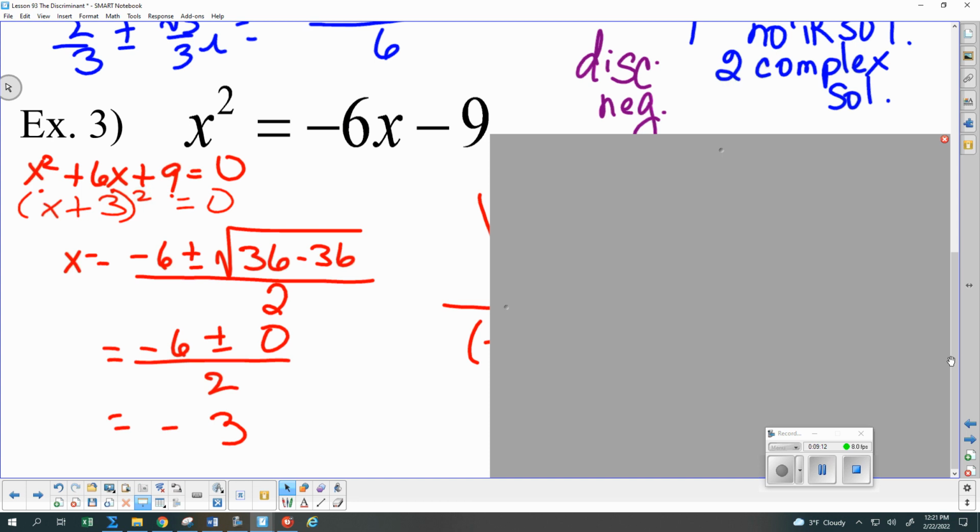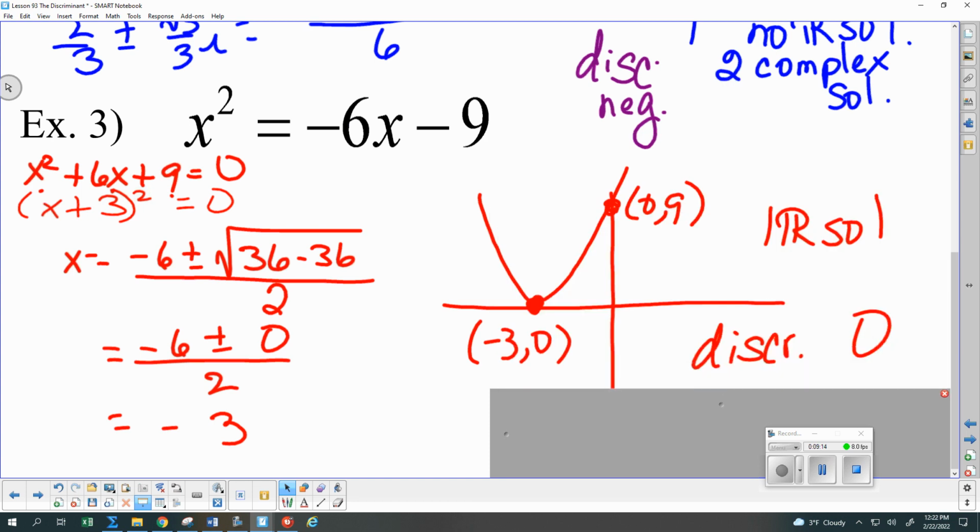That means only one x-intercept, which means the vertex is right on the x-axis, -3, 0. We plug the 0 in for the x, and if it was now y equals that quadratic, we would have had that the y-intercept was 9. One real solution. The discriminant is 0 because the discriminant is just that inside part of the square root. Anybody with questions on those three?